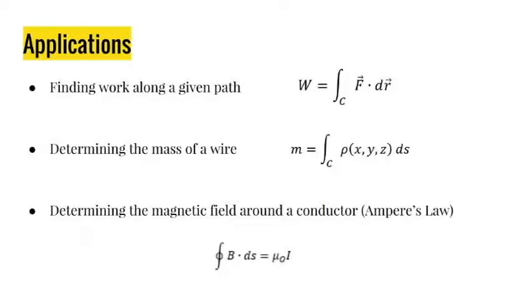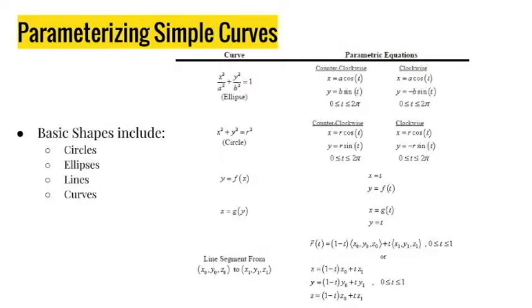Line integrals can be used to find the work along a given path, determine the mass of a wire, or determine the strength of the magnetic field around a conductor. Basic shapes to parameterize include circles, ellipses, and lines. I'm the Batman. And curves.